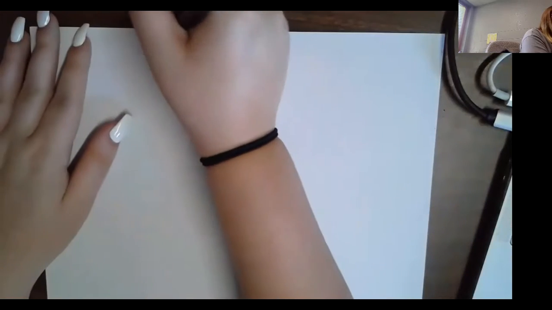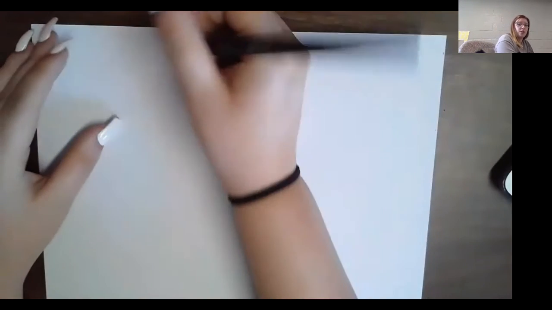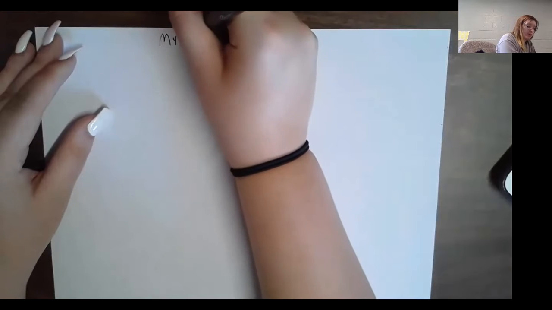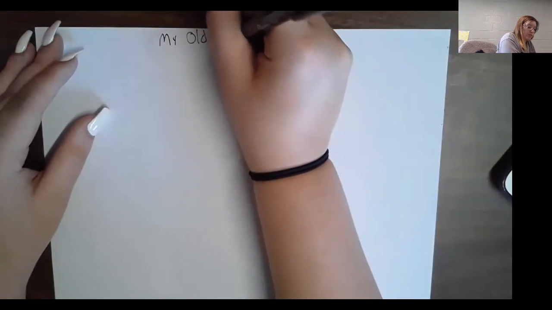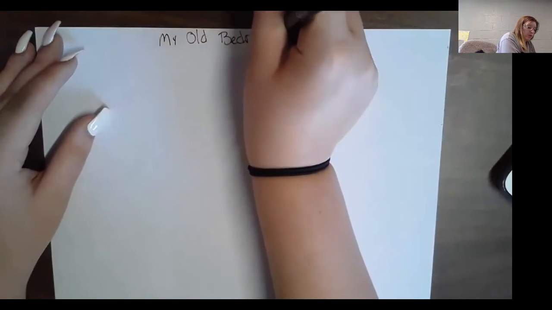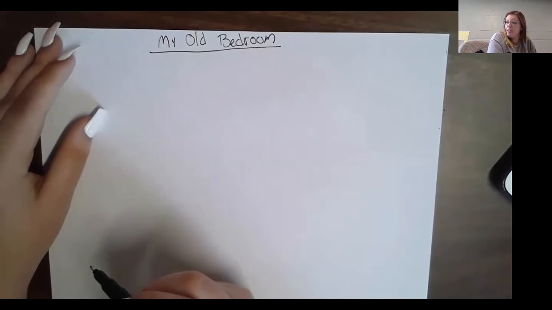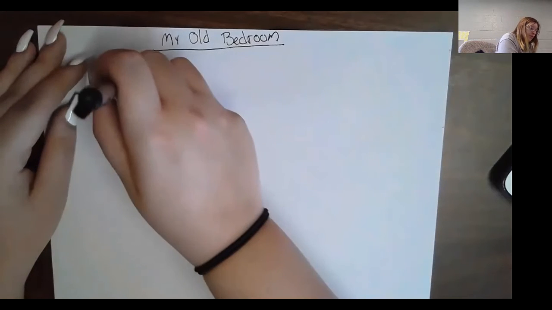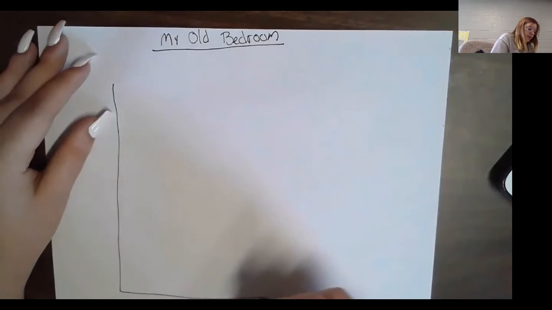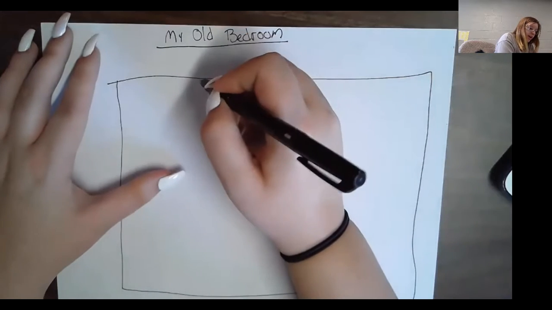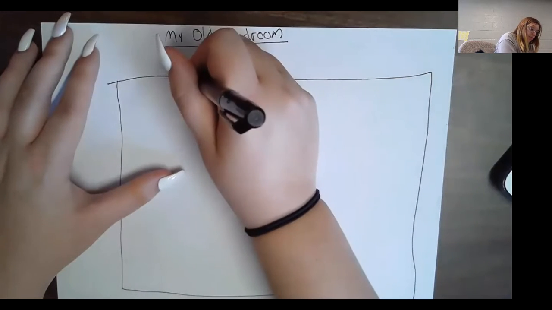So I'm going to think of my bedroom at my old house. So my bedroom when I was growing up, your guys' age. So I'm going to put my old bedroom because it's not my current bedroom. All right, so I'm going to go ahead and draw out my bedroom. It's just a pretty square room. All right, I had a window here.